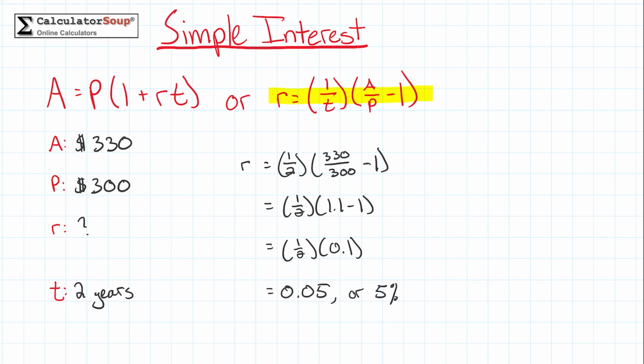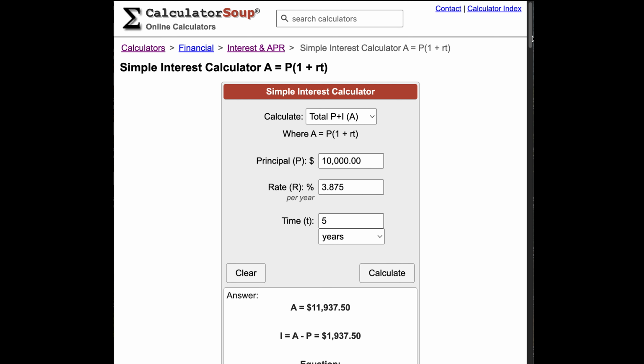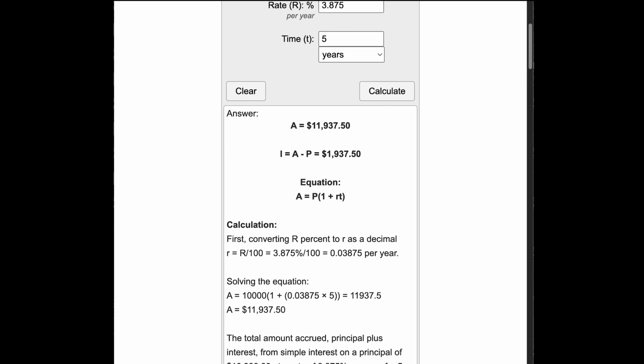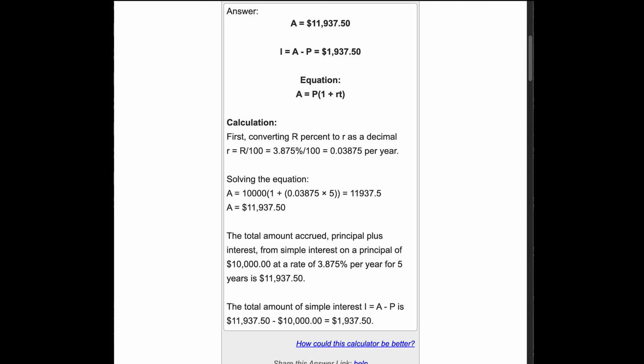Now that you know how to use the simple interest formula, let's head over to Calculator Soup's simple interest calculator. Choose the variable in the simple interest formula that you want to find, and enter in the known values for the other variables below. Then, the simple interest calculator will walk you through step by step how to get the answer.